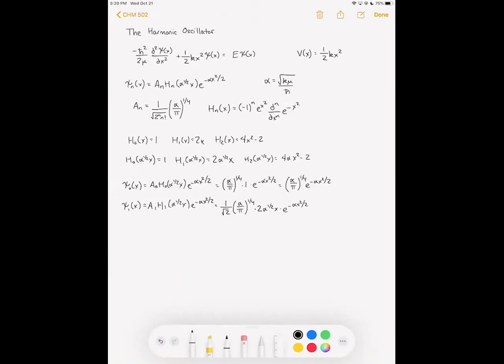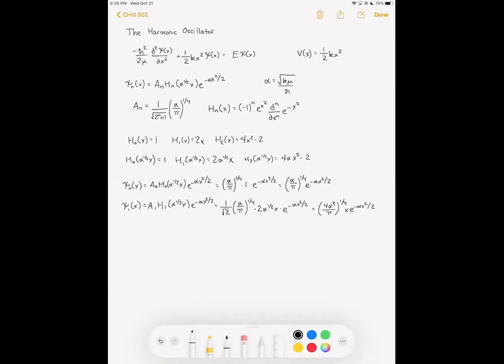So pooling all of the constants, we end up with (4 alpha cubed over pi) to the 1/4 times x e to the minus alpha x squared over 2 as our first excited state solution. All right, so from here, we have the wave functions, and we could calculate many more eigenfunction solutions if we wanted. But what we're ultimately interested in more often than not is the energy.